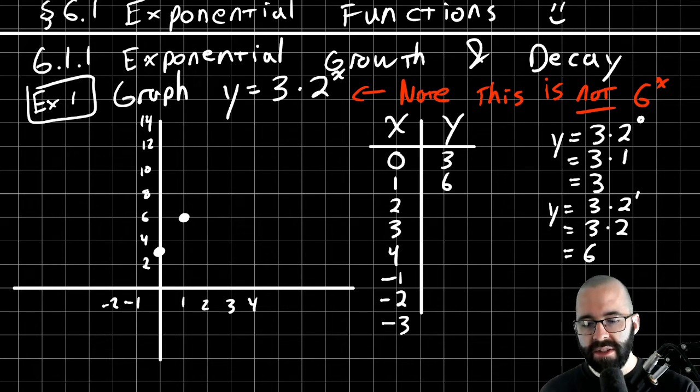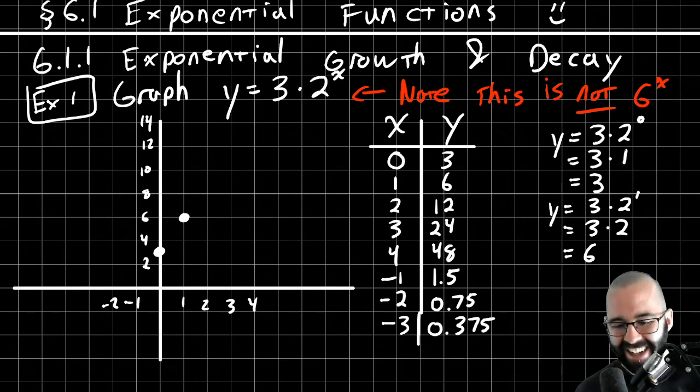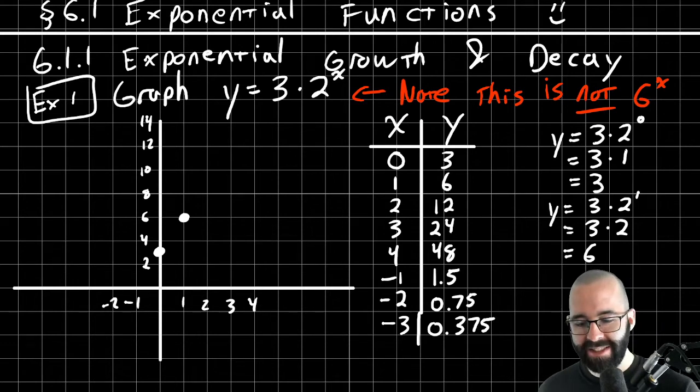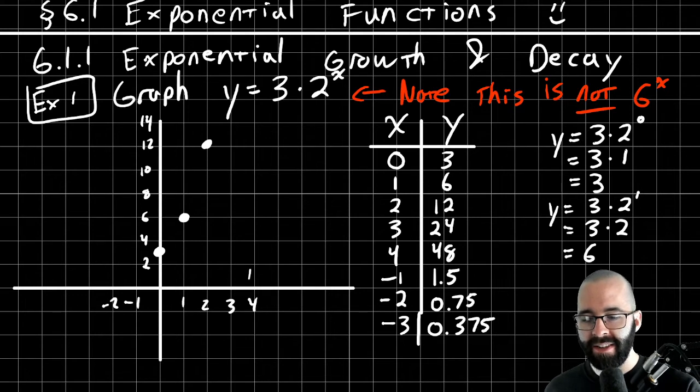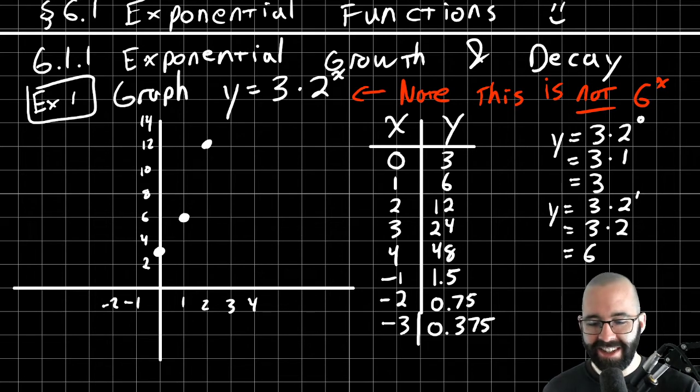All right, you do the calculations for 2, you should get 12. For 3, it's going to be 24. For 4, you should get 48. For -1, you should get 1.5, and then 0.75, and then 0.375, I think. And we can plot these points. So 2, 12, that's right here. 3, 24, that's somewhere way up there. I don't know. It's too big. It doesn't fit anymore.